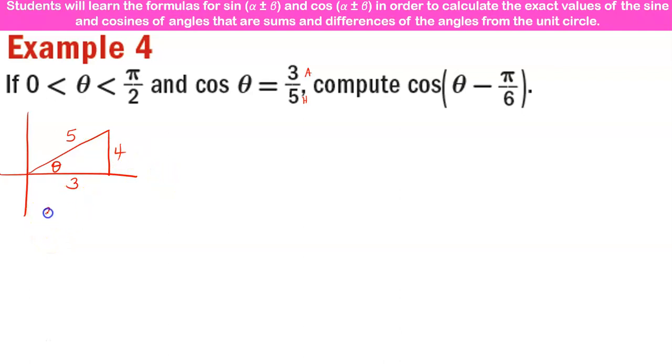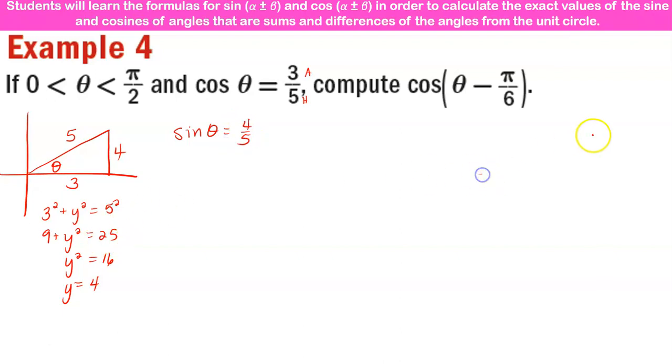If you didn't know that, 3 squared plus y squared equals 5 squared. 9 plus y squared equals 25. So y squared equals 16. Since it's in the first quadrant, y is going to be positive 4. Okay? So that tells me that my sine of theta is 4/5. So I got everything I need.